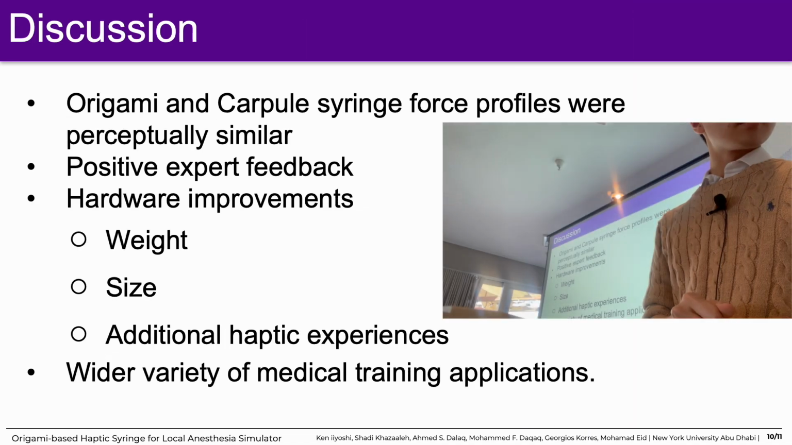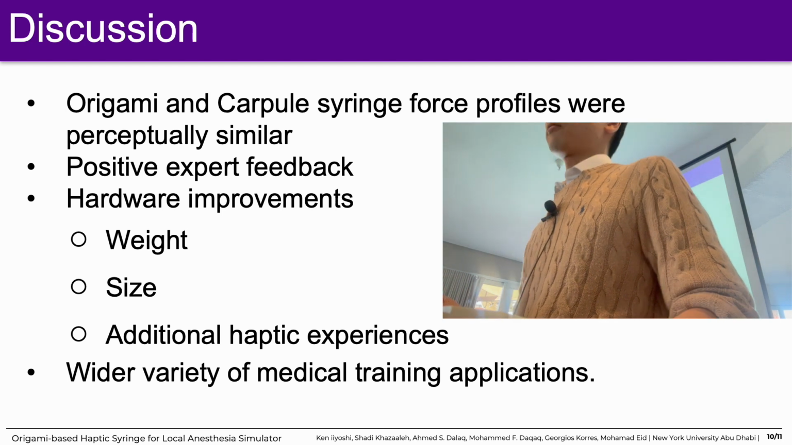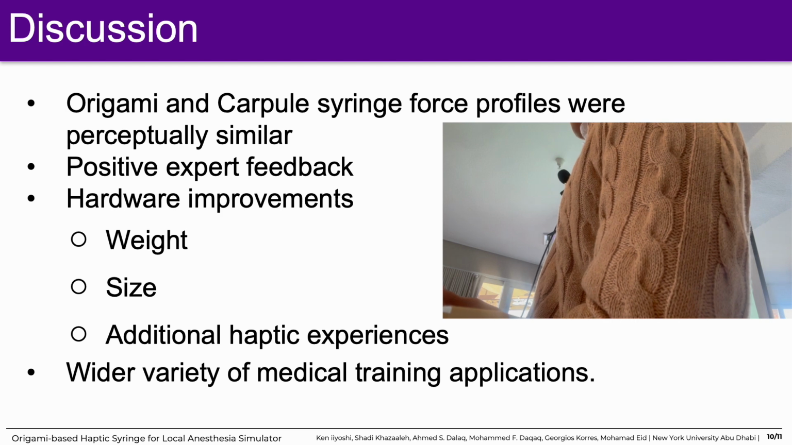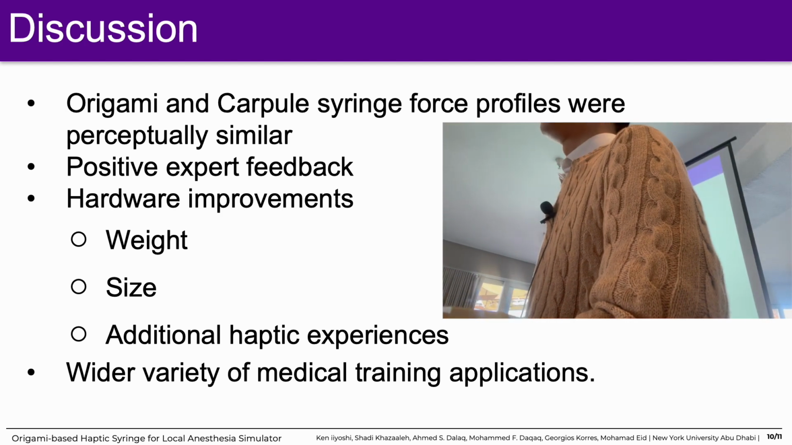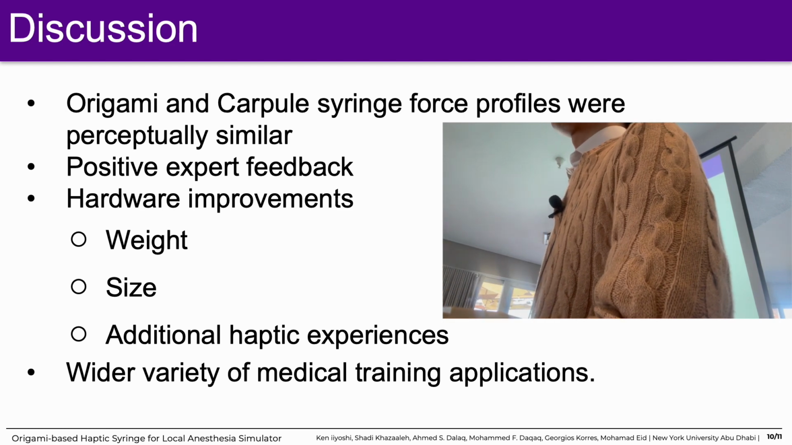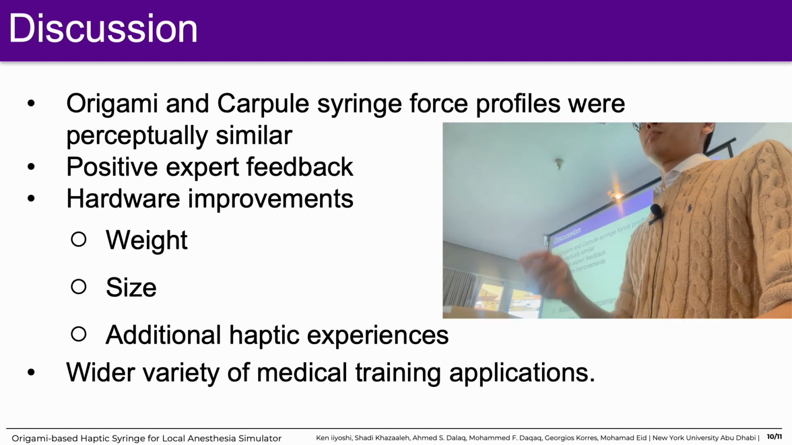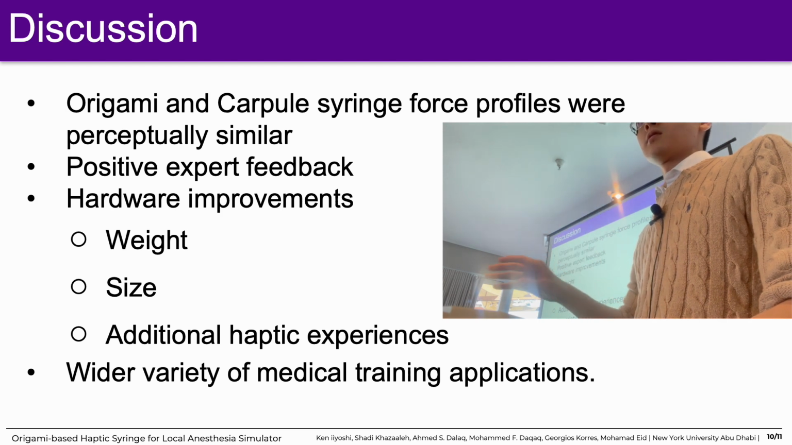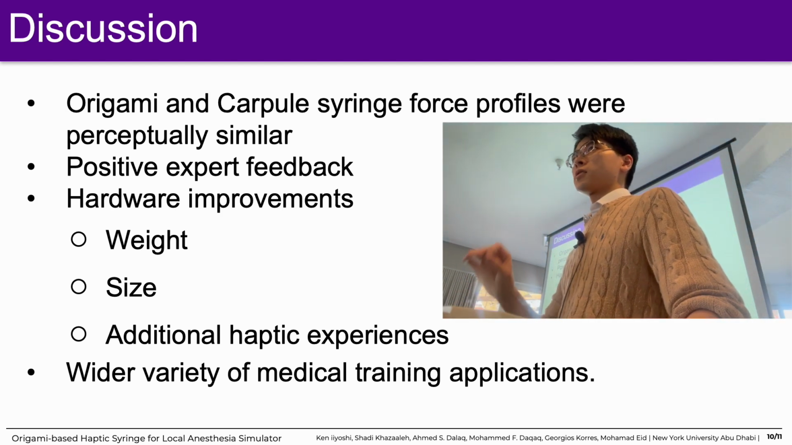Based on these results, we would say the origami and Carpule syringe force profiles were perceptually similar, and we had good positive expert feedback. In terms of hardware improvements, we can improve the 3D printing, using a 3D printer that can print smaller syringes, not just small but also light. We can also add additional haptic experiences.